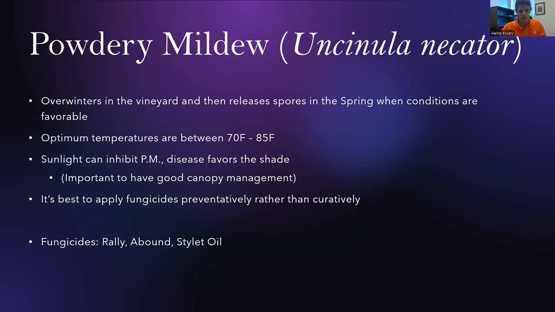Again, this is also important for good canopy management, because if you have a really overgrown canopy and you're not maintaining it, the disease, powdery mildew especially, can eat you up. So be careful and have good canopy airflow, shoot thin if you need, hedge, all that good stuff. It's best to apply the fungicide preventatively rather than curatively. Rally, Abound, or Stylidol are really good. Stylidol would be an eradicant, but Rally or Abound would be a good contact or systemic fungicide to help prevent the disease to even begin with.